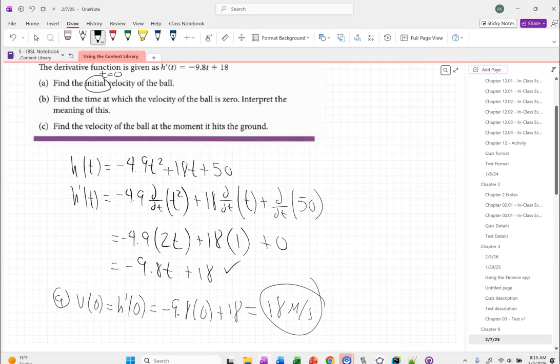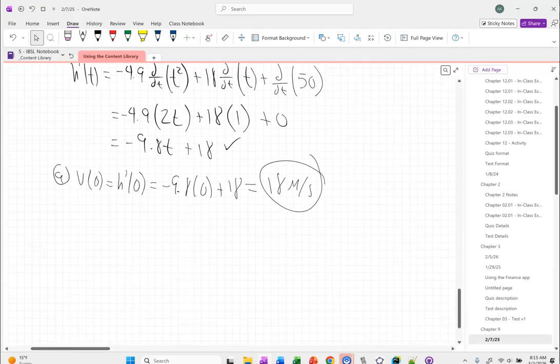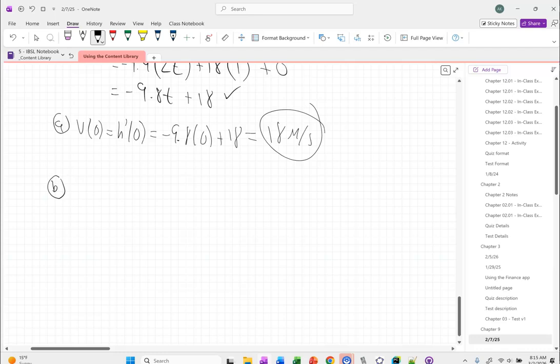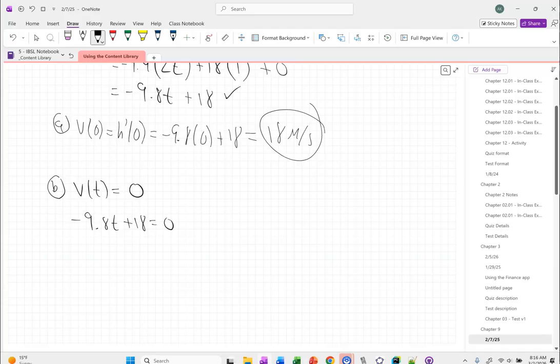Yeah. Everybody's okay? Part B says, find the time at which the velocity of the ball is 0 and interpret the meaning of this. So it wants us to do this, right? Find when V of t is 0. My equation for V of t is negative 9.8 t plus 18, so I just subtract 18 and then divide by negative 9.8.